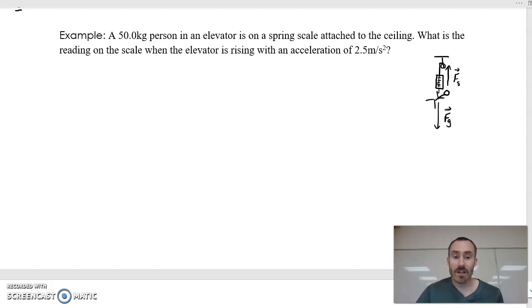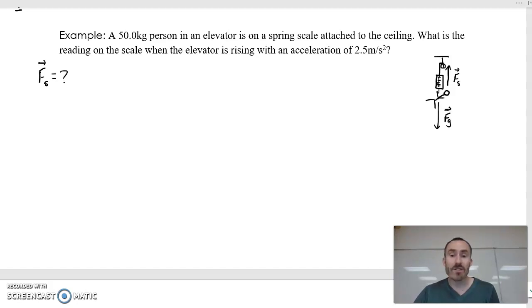and this person is within the elevator. They're not falling in the elevator or rising in the elevator, but the entire elevator is rising. So this whole contraption, the person, the spring scale, the elevator itself, is all rising at 2.5 meters per second squared. So here's our situation. We are looking for the force due to the spring scale. What's the reading on the scale? So we're looking for Fs.